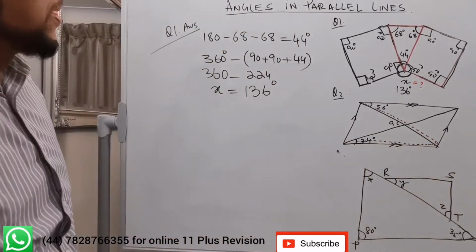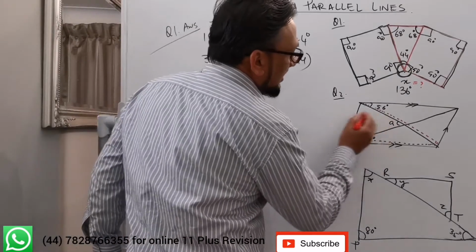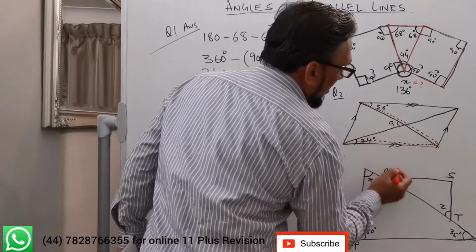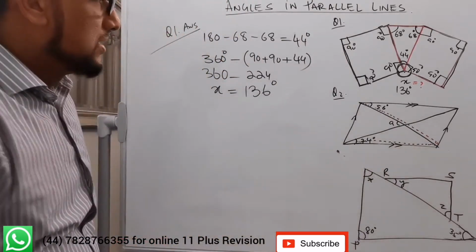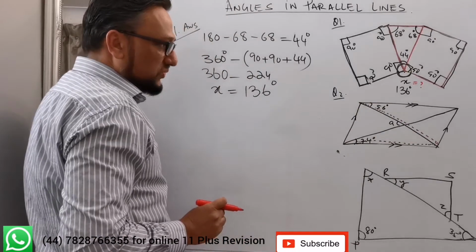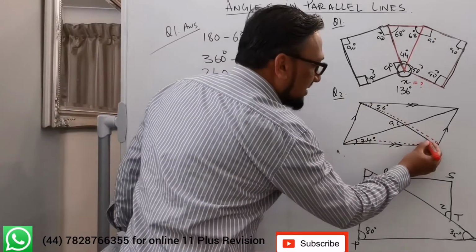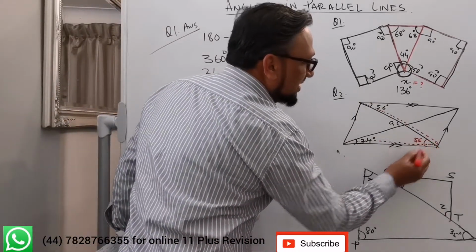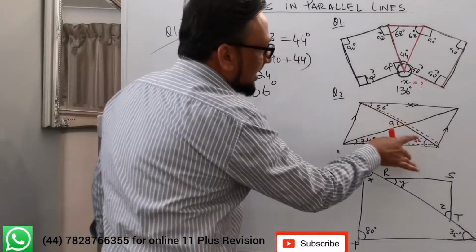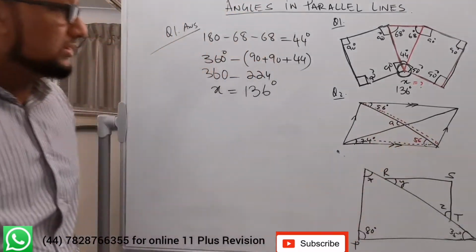Okay. So it means, look at this one. This one is making a shape of Z. So it means this angle, which is 56, this angle is also 56. So alternate angles are equal.